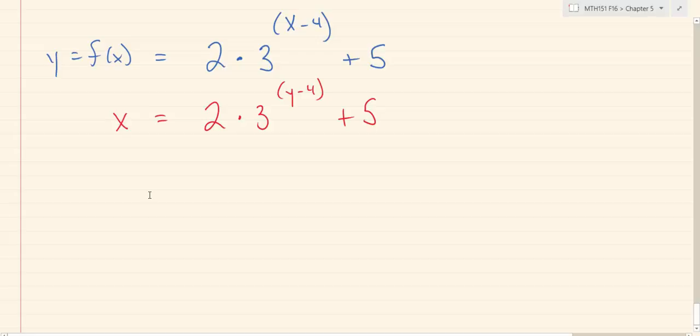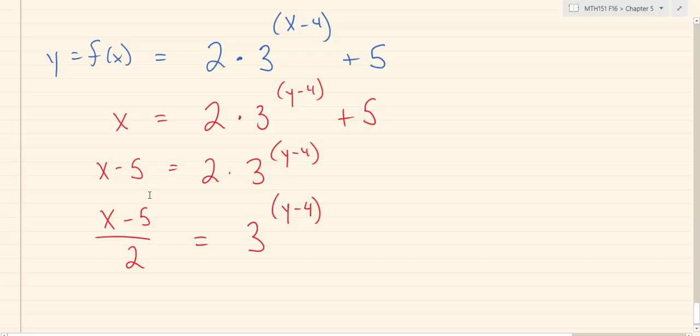What's your first move in getting y by itself? Subtract 5. What's your next move? Divide by 2. What do you do next? Let's go through our operations. Can you add or subtract something from both sides to get y by itself? No, we can't. So this is out. What about multiply or divide? Could we multiply or divide by something to get y by itself? No. Could we square or square root?